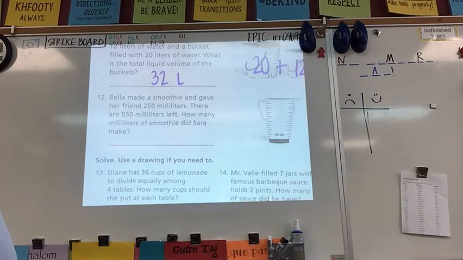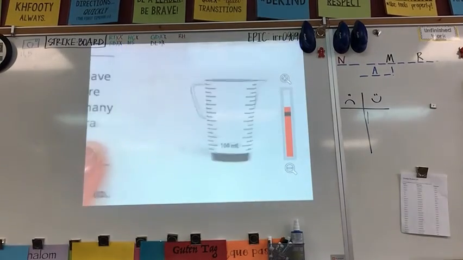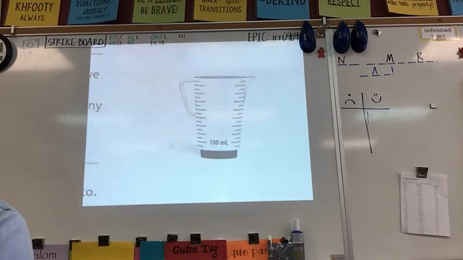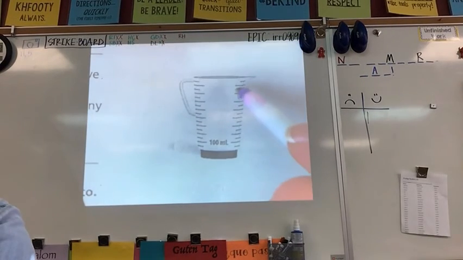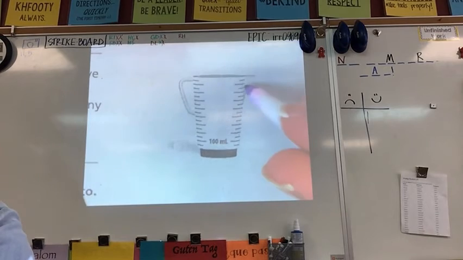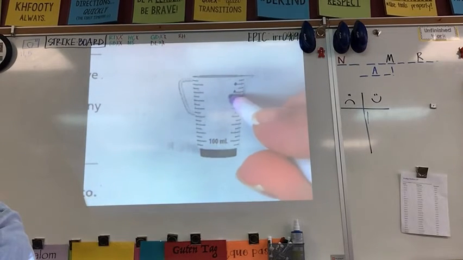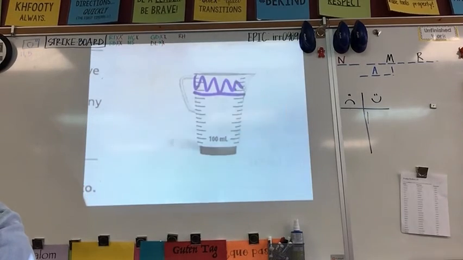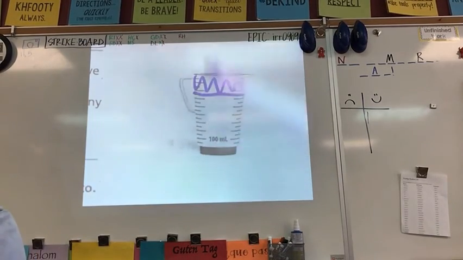Let me show you guys with a picture and double check that our adding equation is right, okay? So here's our picture. I'm just going to assume that it was full to start with. It says she gave her friend 250. So here's 100, 250. Here's how much she gave away. That's all gone, right? Now there's 550 milliliters left.